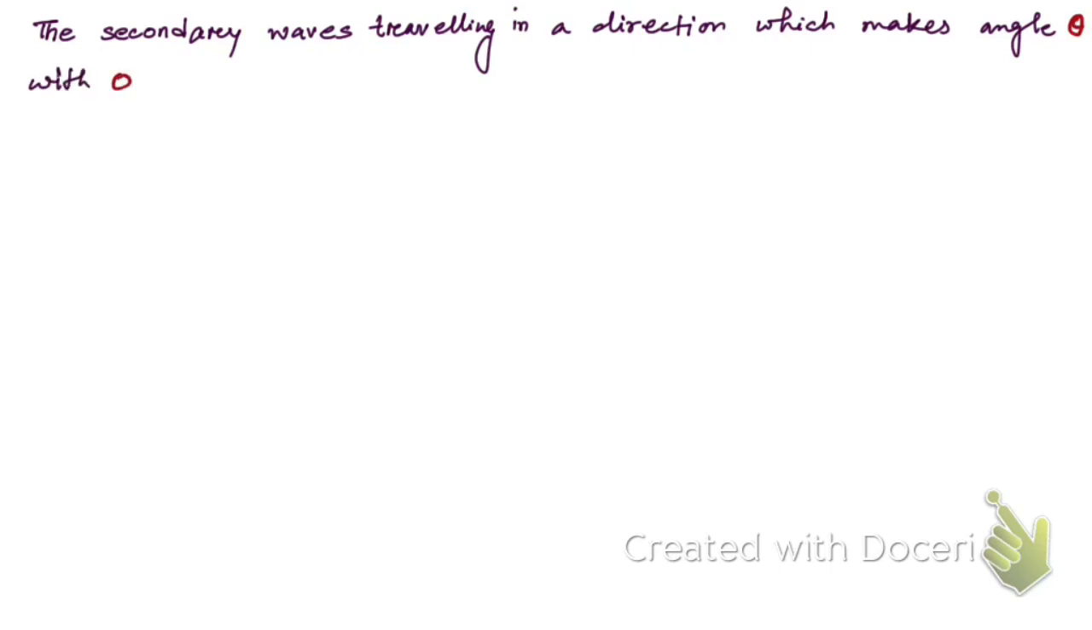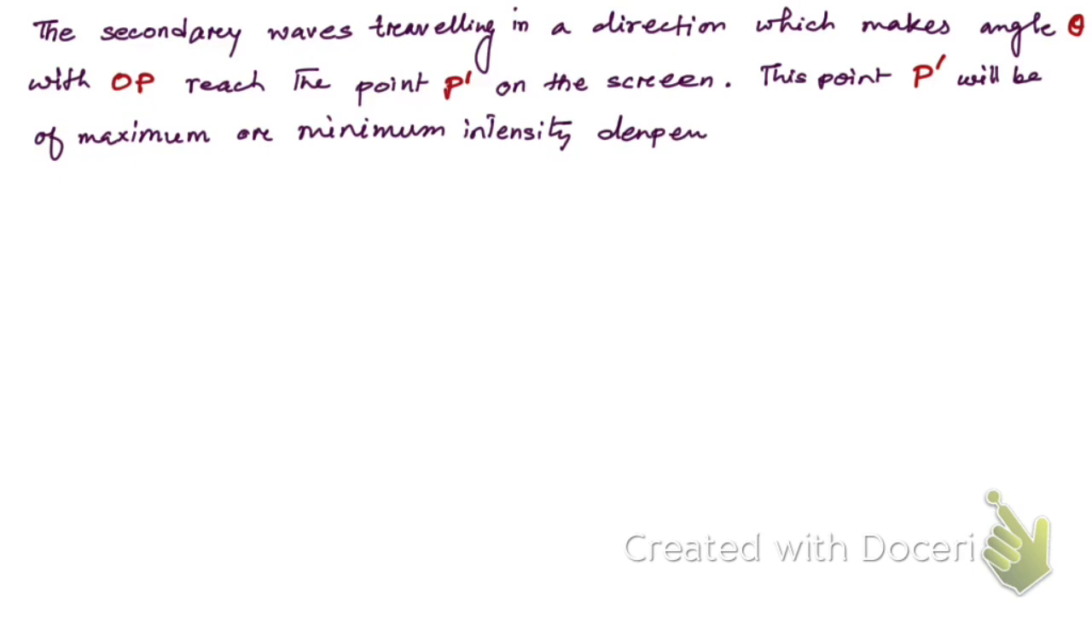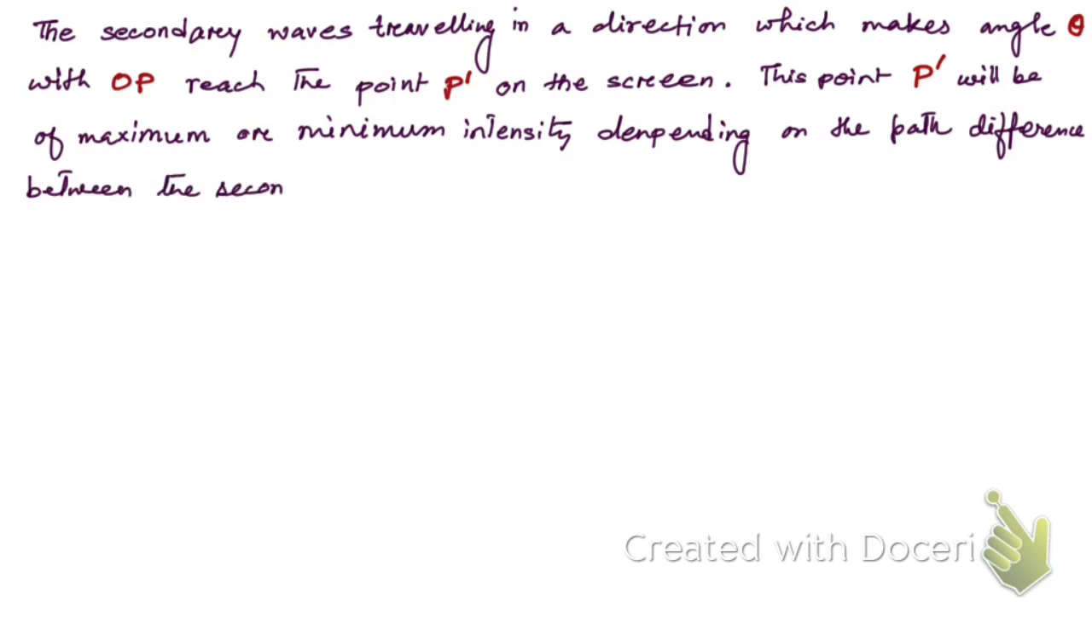Here you see, let me write the secondary wave, just traveling in the direction which makes an angle theta with OP, reach the point P dash on the screen, okay. The point P dash will be a point of maximum or minimum intensity. That will depend on the path difference between the diffracted light from the point A and B, okay. So hope you have understood this.